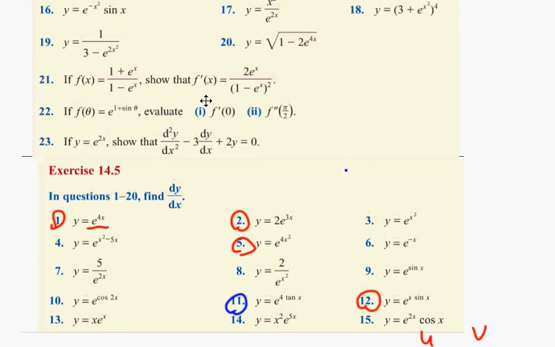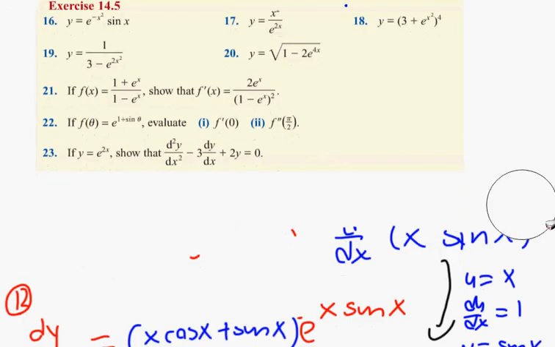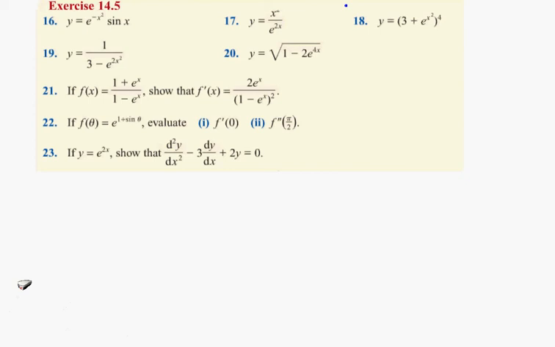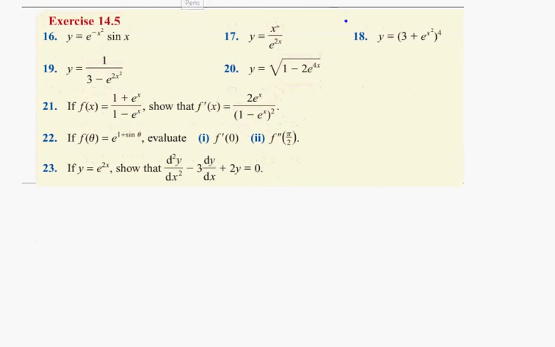Okay, guys, what we're going to do next is some of the ones that are a bit more difficult. So what we're going to do next is number 18. Number 18.